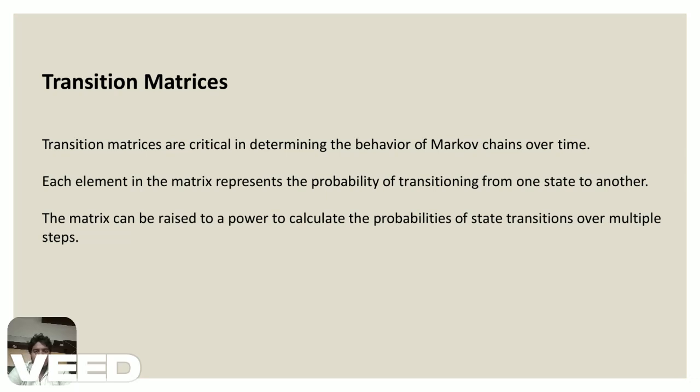Transition matrices are critical in determining the behavior of Markov chains over time. Each element in the matrix represents the probability of transitioning from one state to another. The matrix can be raised to a power to calculate the probabilities of state transitions over multiple steps.